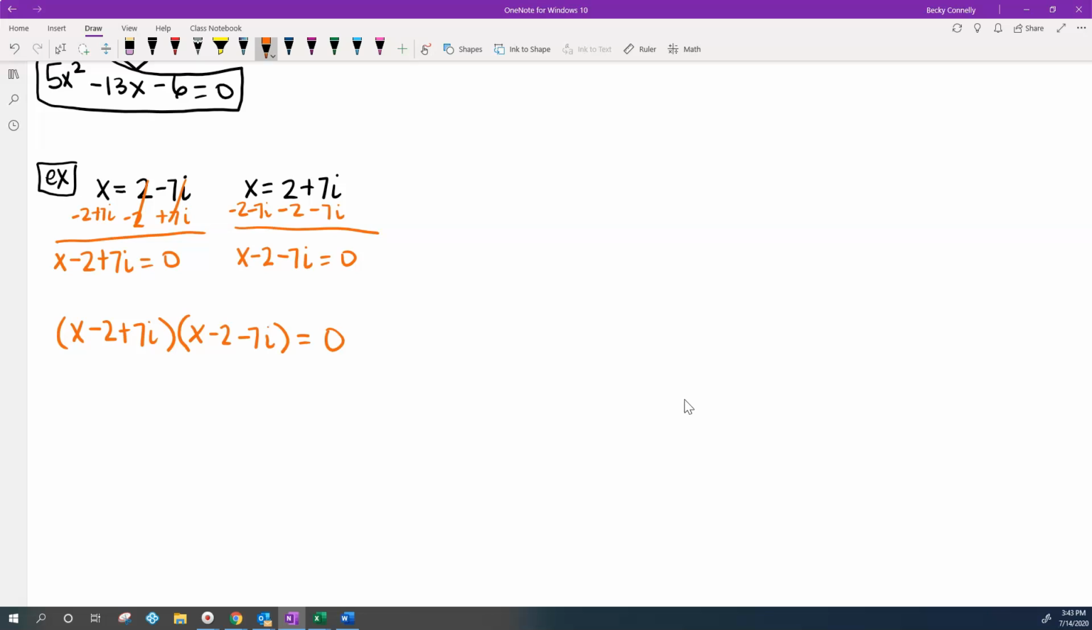Okay, let me make sure everybody's good up to there, because sometimes this is the part where a lot of people get confused with these imaginary or complex solutions, like how do I need to write these in the factored form? Are there questions there?